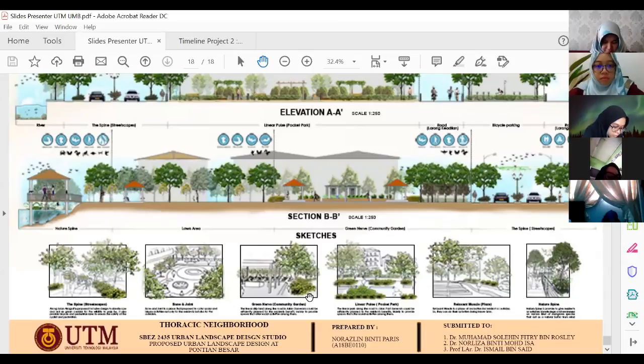And the second is the Born Angel, which acts as a multi-purpose field. This space is proposed to cater to social and leisure activity, not only for the residents but also for the outsiders. For the next illustration, Green Nerve, which is a community garden, the linear strip along the road in Jalan Guruwara is to be efficiently planned for the residents' benefit, mainly to provide space that offers social activity among them.